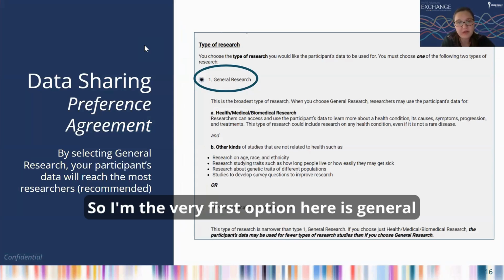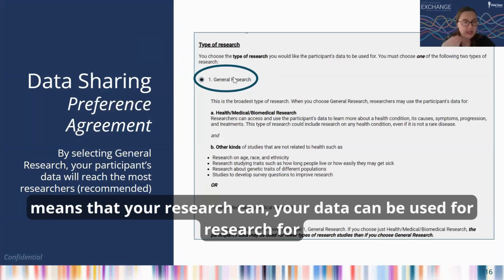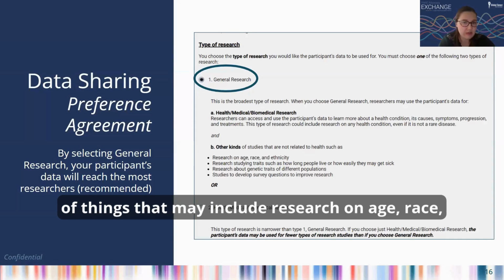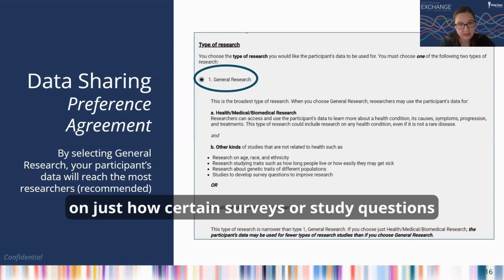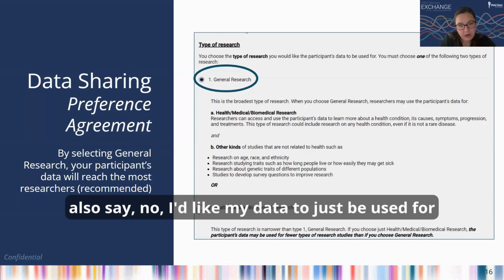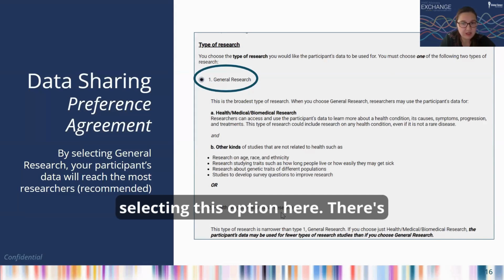So the very first option here is general research. This is the most broad. This means that your data can be used for research for health, medical, biomedical, but also other kinds of things that may include research on age, race, ethnicity, research on just how certain surveys or study questions work, or other things. You can also say, no, I'd like my data to just be used for health, medical, biomedical research, and that would be selecting this option here.